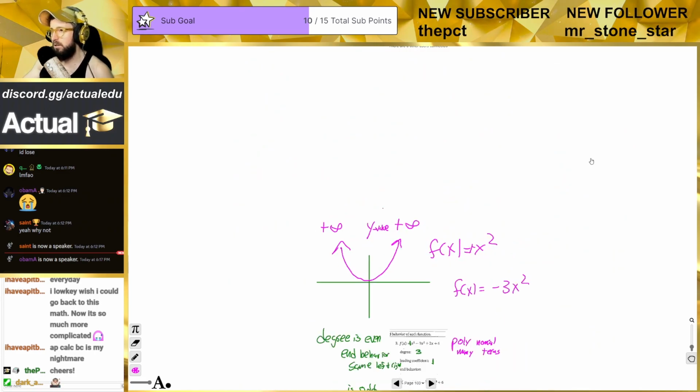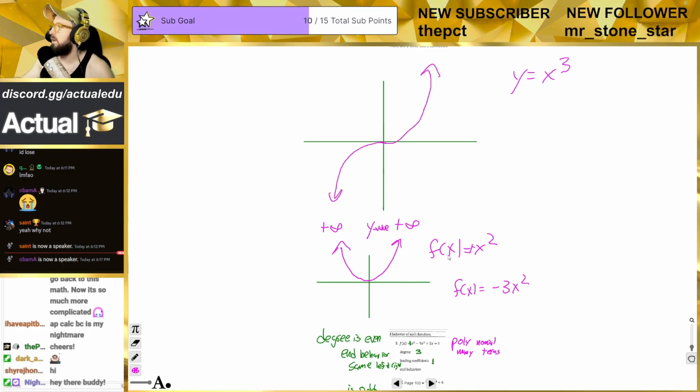Things that are odd are going to be a little bit different, okay? So let's say, for instance, we have y is equal to x cubed. Okay? X cubed, you may not know, looks like this. What is the behavior as we go to the right?